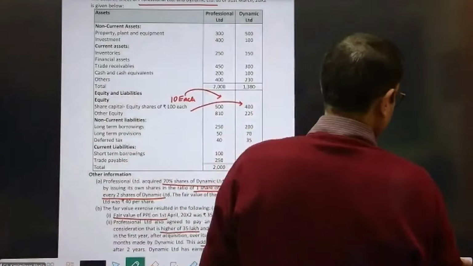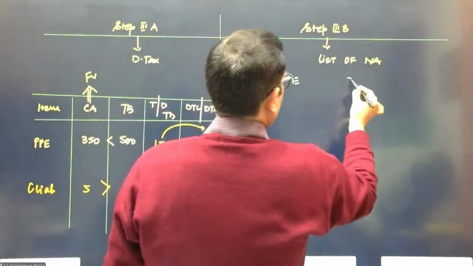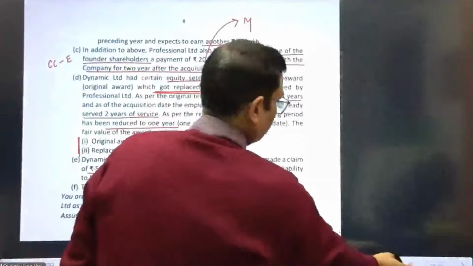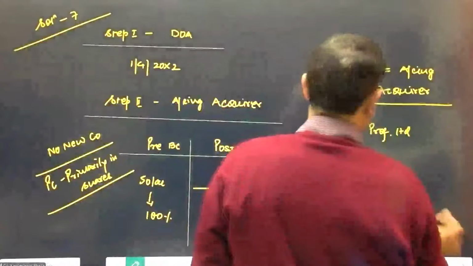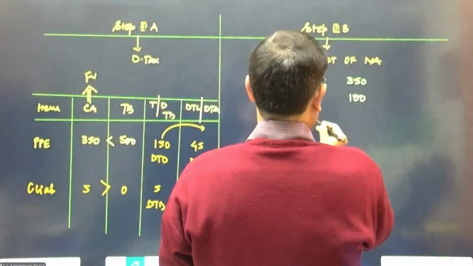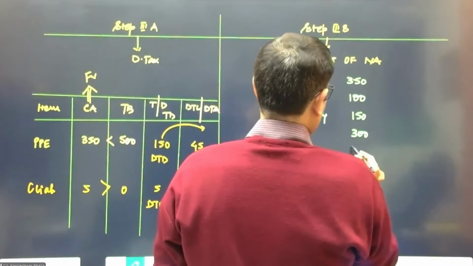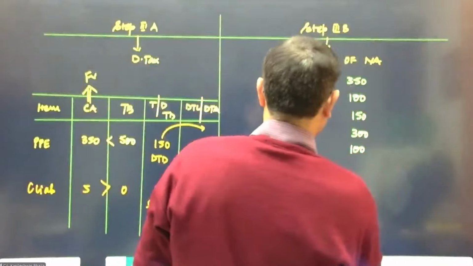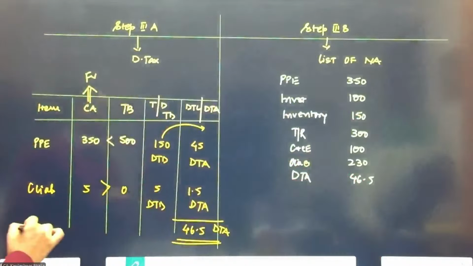PPE is 350, investments is 100. Then next in the balance sheet, we're given inventories 150, trade receivables 300, and cash and cash equivalents is 100. Then others are 230. And DTA we can consider is 46.5. So I think that's all on the asset side.